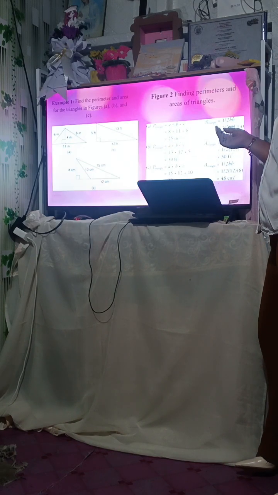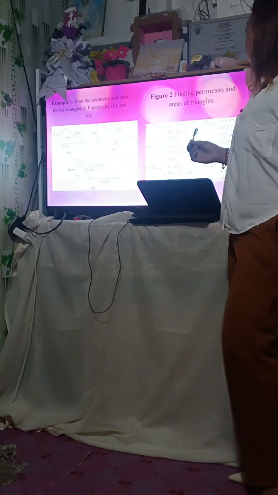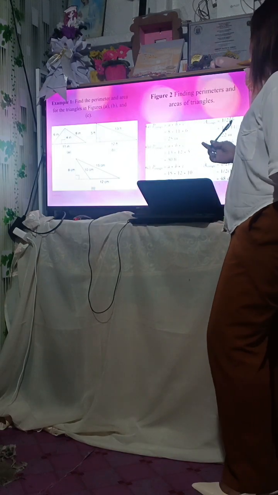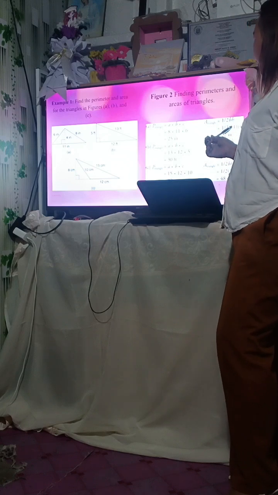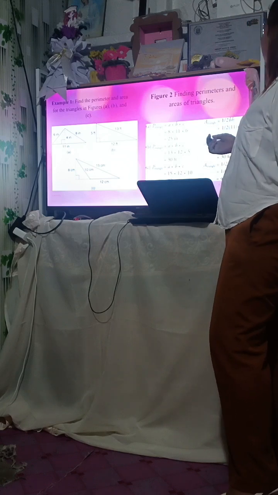So in finding the area naman, in letter A, area of a triangle is equal to 1/2 times base and height. So our formula is equal to 1/2 times 11. Our base is 11, and our height is 4. So 11 times 4 is equal to 44 times 1/2. So divide by 2 is equal to 22 inches squared.